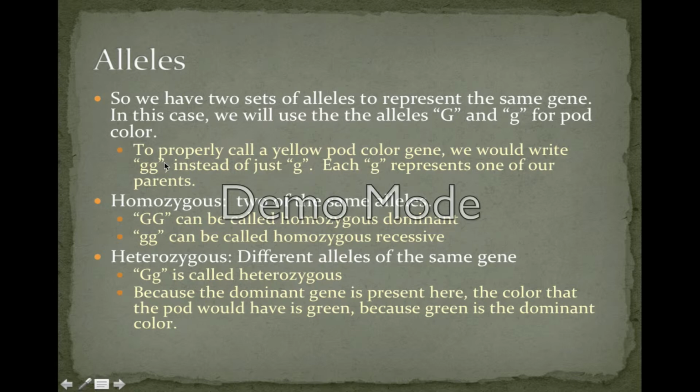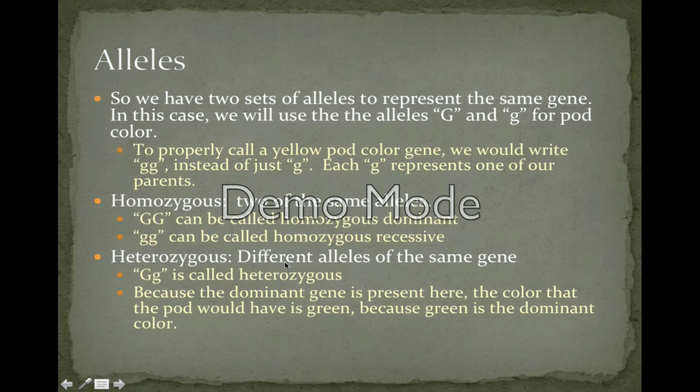Now, there are two different ways to categorize these alleles. Now you have homozygous. Homozygous means two of the same alleles. Just remember the prefix homo means same. For example, uppercase G and uppercase G, this example right here, can be called homozygous dominant because they are both capital letters, they're uppercase letters. And lowercase g and lowercase g can be called homozygous recessive.